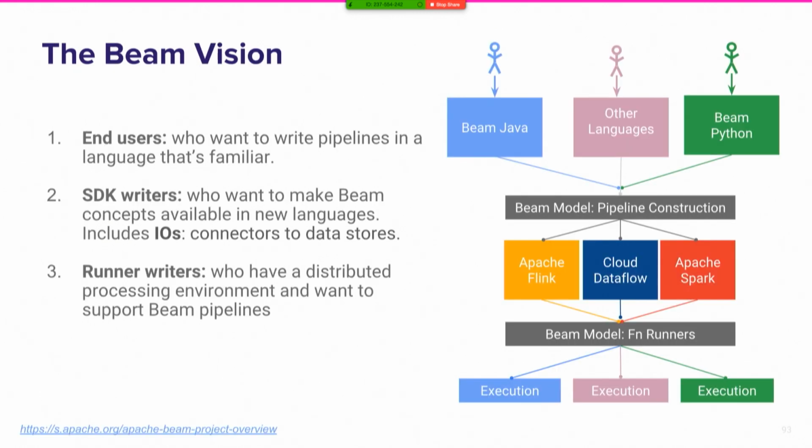So the Beam vision is just that, right? You have SDKs in different languages, and you can run them on different execution engines. As a user, you know the Beam model, you write your pipeline with your language of choice, and then you can pick an execution engine to execute it. So far, so good.